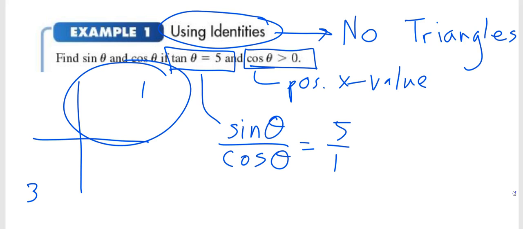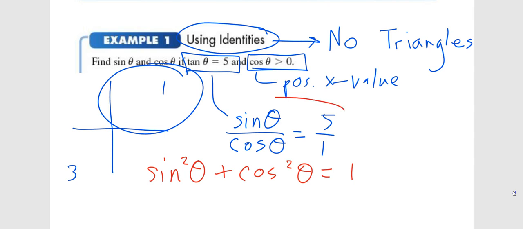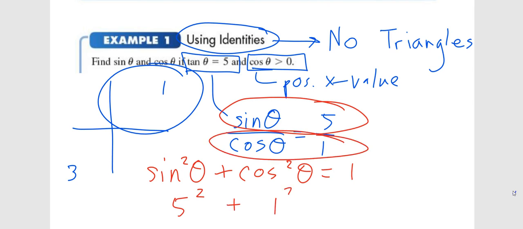Now, what I'm about to do, folks, is I'm about to look at it from a slightly different perspective. We know that the sine of theta squared, or maybe we should just put the sine theta squared like you'll probably see in the book, plus cosine theta squared equals 1. If you do make this assumption, this would say 5 squared plus 1 squared.